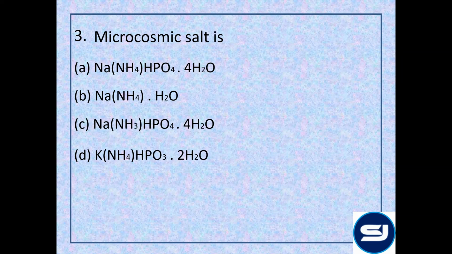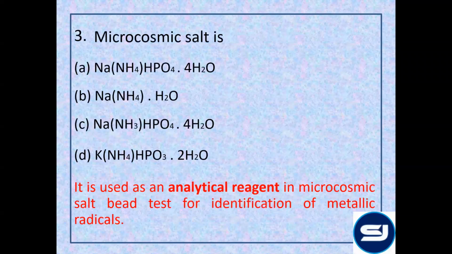Microcosmic salt is sodium ammonium biphosphate. It is used as an analytical reagent in the microcosmic salt bead test for identification of metallic radicals. ये हमारे syllabus के लिए नहीं है, but it's an analytical reagent which is used in the identification of metallic radicals.